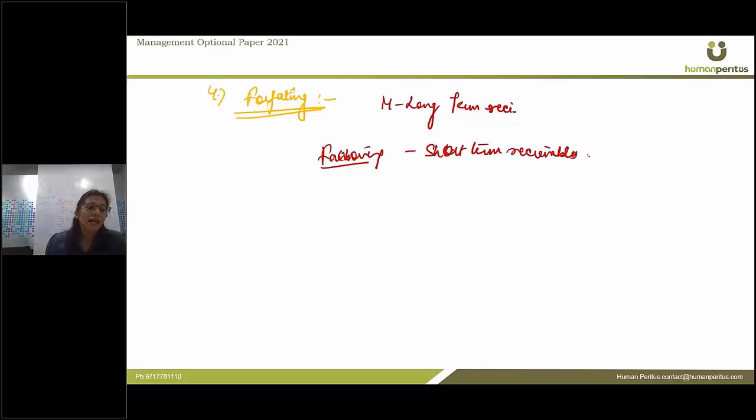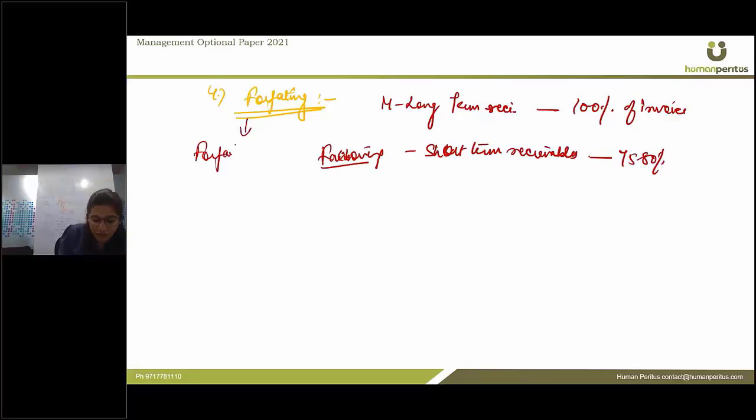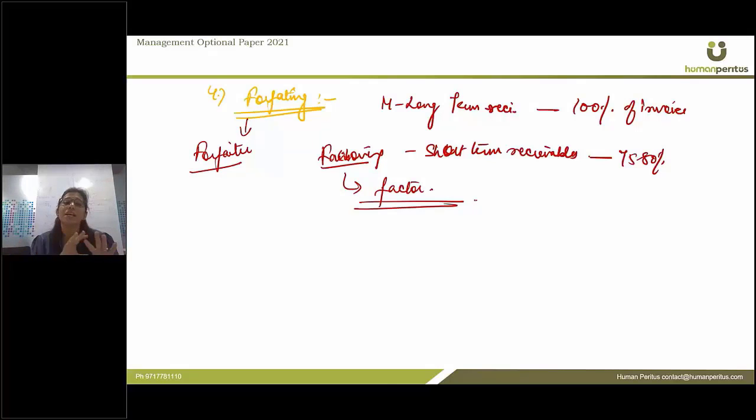All right, and in forfeiting, 100% of the invoice value is actually given, as against factoring where only 70 to 80% of the value is given. One more thing: 100% of invoice initially here, and here 75 to 80% of invoice. And here the agency is called the forfeiter, and here the agency is called the factor. So this is the basic minor difference. After explaining them, whether in diagrammatical form or as a flow chart, you can tell the difference between both of them.